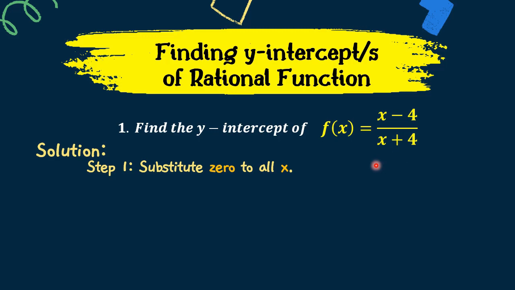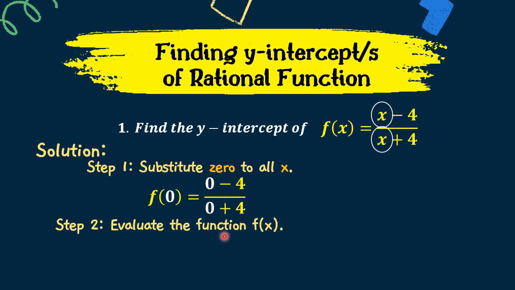So simply substitute. The first step is to substitute 0 for all x. From our given example, we have the x in the numerator and the denominator. So simply substitute 0 for all x's. We have here the new function, f(0) = (0 - 4)/(0 + 4). So you will not see any x here because we have substituted 0 for x.